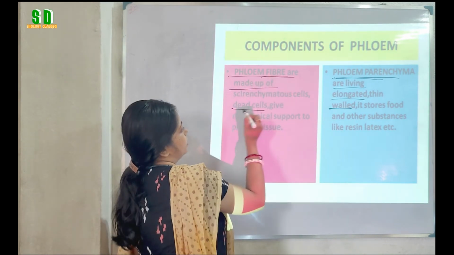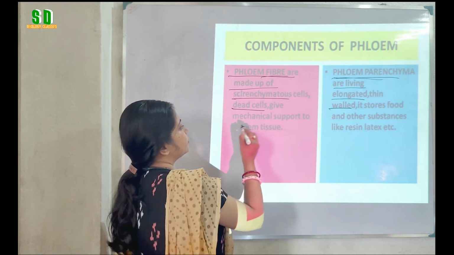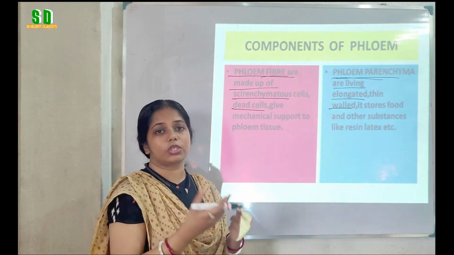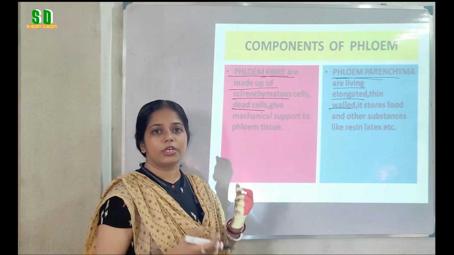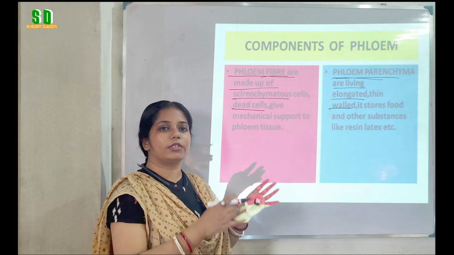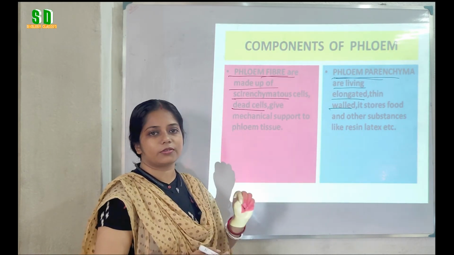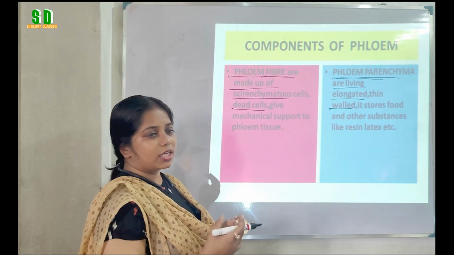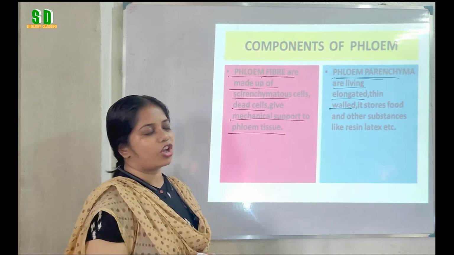Whereas the phloem fibers are mainly made up of sclerenchymatous cells. And as they are sclerenchymatous tissues, the cells are dead. So here also the phloem fiber is the dead member of the phloem tissue. Their cell wall is comparatively thicker than the phloem parenchyma because it is made up of sclerenchymatous cells, and as they have a thick cell wall, they can give mechanical support to the phloem tissue.